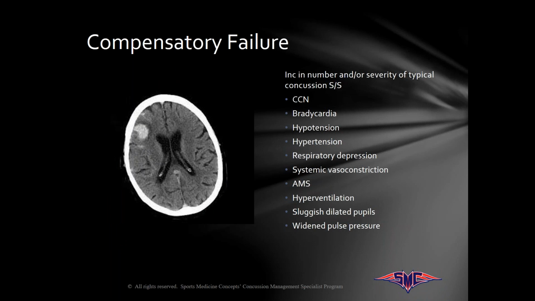So we have compensatory failure as a result of that vicious cycle, or we have the vicious cycle causing a compensatory failure, one or the other. We have an increase in the number or the severity of typical concussion signs and symptoms, including changes in cranial nerves, bradycardia, hypotension, hypertension, respiratory depression, systemic vasoconstriction, altered mental status, hyperventilation, sluggish dilated pupils, and very important to us, especially in phase one of this compensatory failure, is the widened pulse pressure.